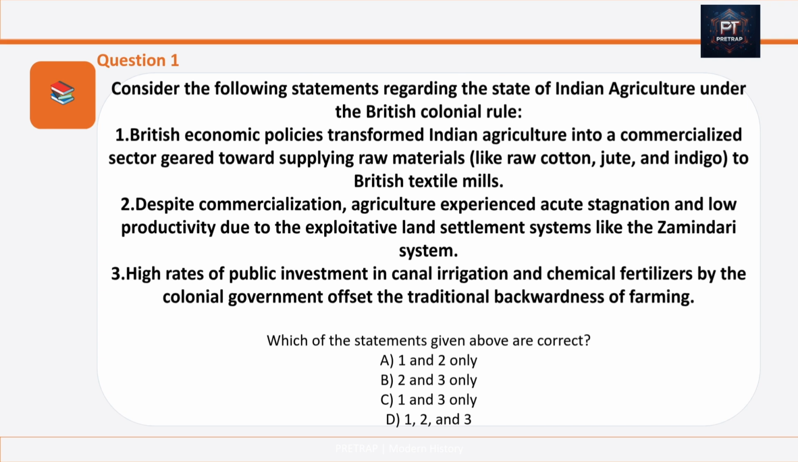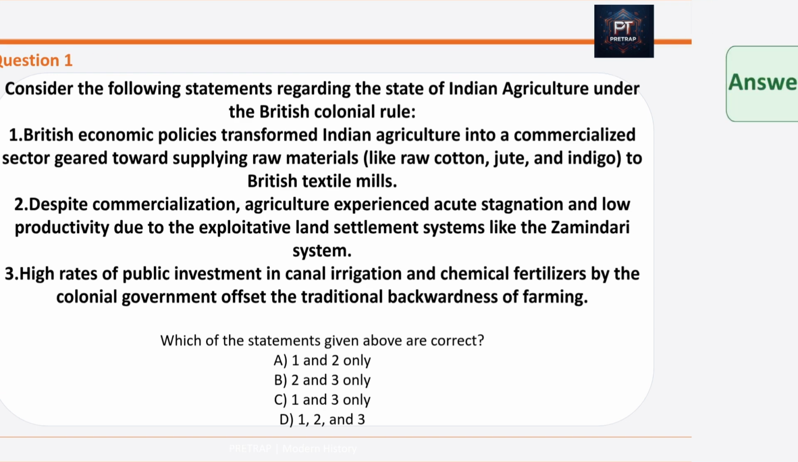Number 2. Despite commercialization, agriculture experienced acute stagnation and low productivity due to the exploitative land settlement systems like the Zamindari system. Number 3. High rates of public investment in canal irrigation and chemical fertilizers by the colonial government offset the traditional backwardness of farming. Which of the statements given above are correct?